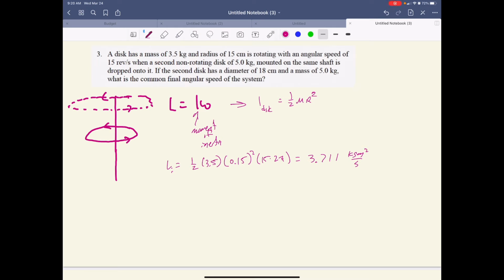Now we're going to drop another one on there. So the easiest way to do this now is to distribute, let me rephrase that.